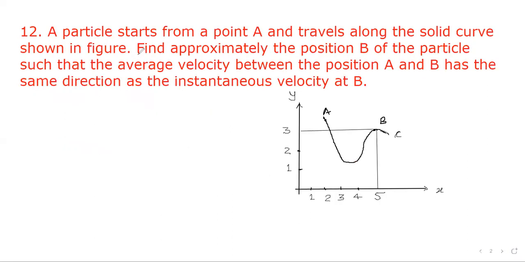Question number 12. A particle starts from a point A and travels along the solid curve shown in the figure. Find approximately the position B of the particle such that the average velocity between the position A and B has the same direction as the instantaneous velocity at B. So the direction of instantaneous velocity at B will be like this, in this direction towards C, and average velocity can be found by joining A and B. So let's join it.